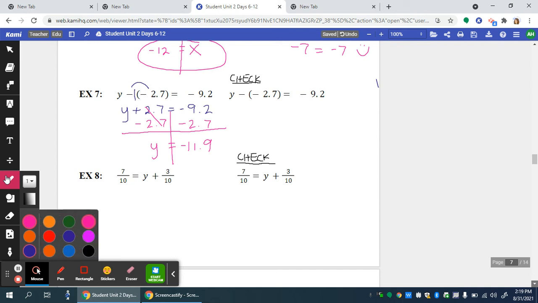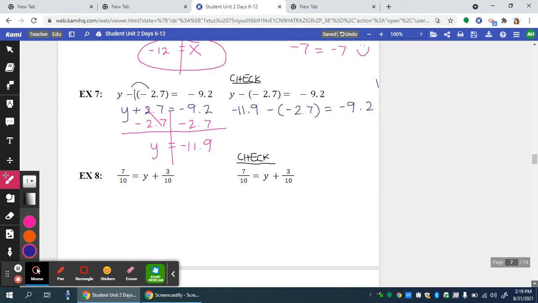Now we just need to double check. Does y actually equal negative 11.9? So we plug it into our equation. Negative 11.9 minus a negative 2.7 should be equal to negative 9.2. We have negative 11.9 plus 2.7 because we distribute the negative 1. That should be equal to negative 9.2, and it is in fact equal to negative 9.2. So y does in fact equal negative 11.9.